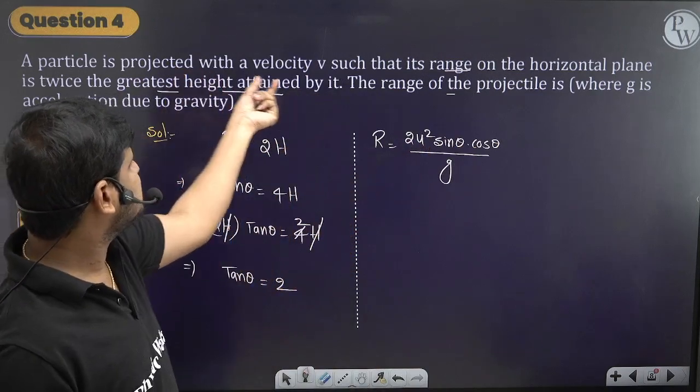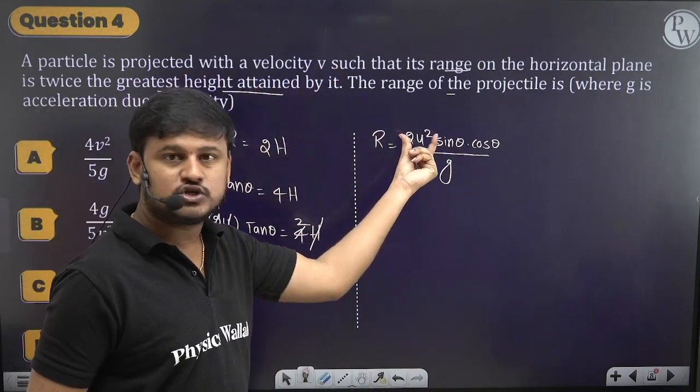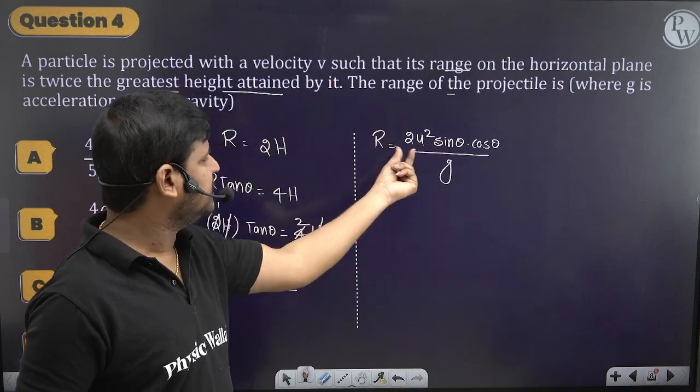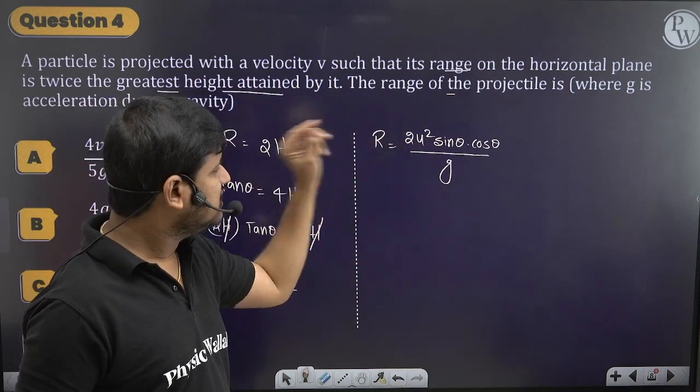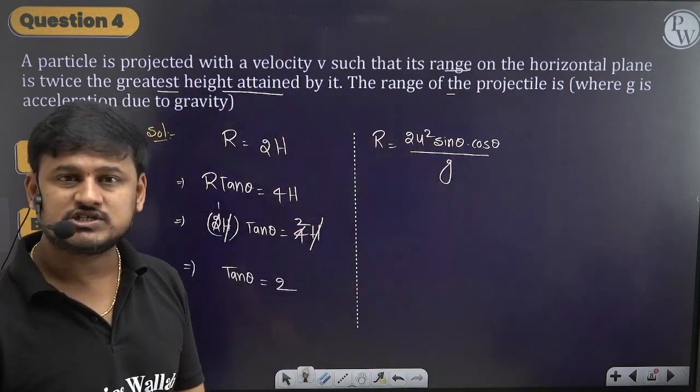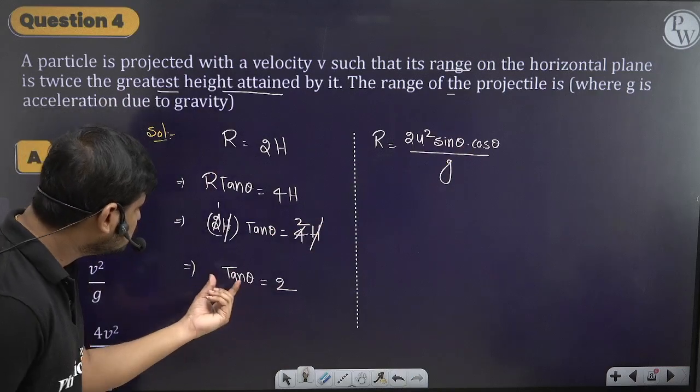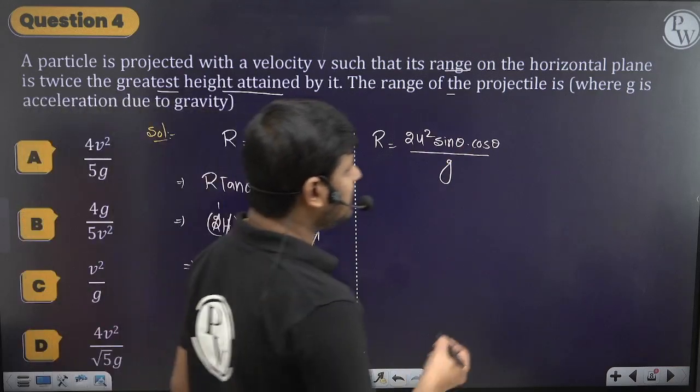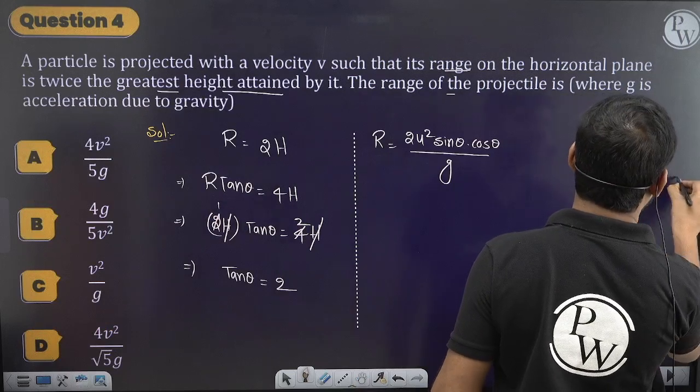Now you know the u value. In the question they said it's thrown with some velocity v, so u is equal to v. In place of u, you can substitute v. But we have to find sin theta cos theta. That's the thing. I know tan theta, so let's use basic trigonometry.